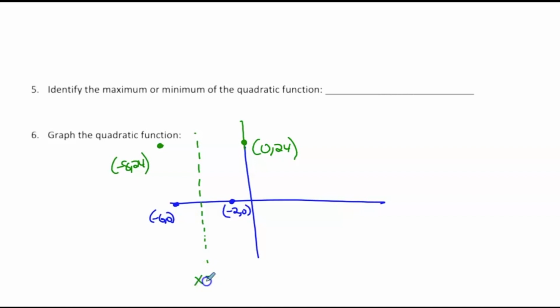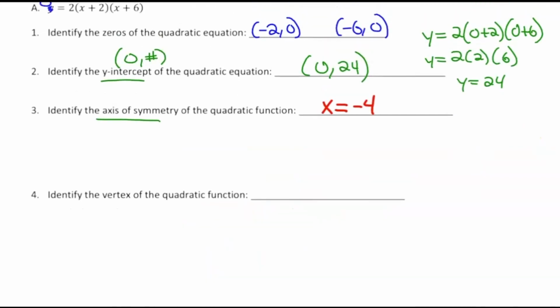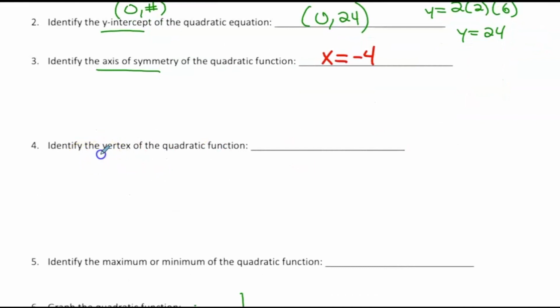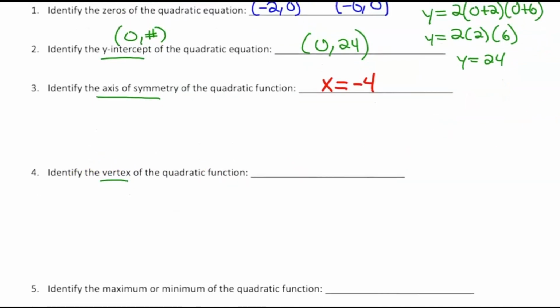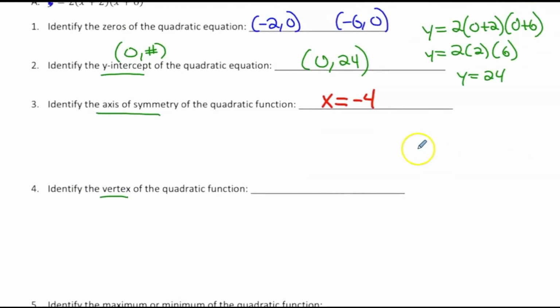They could also add the two zeros and divide by 2 to find the middle point if some of them can't see it as clearly as others. And then we can use that axis of symmetry to find the vertex, because the axis of symmetry gives us the x-coordinate of the vertex. So then we could substitute in -4 for x and then evaluate the expression to give us the y value.